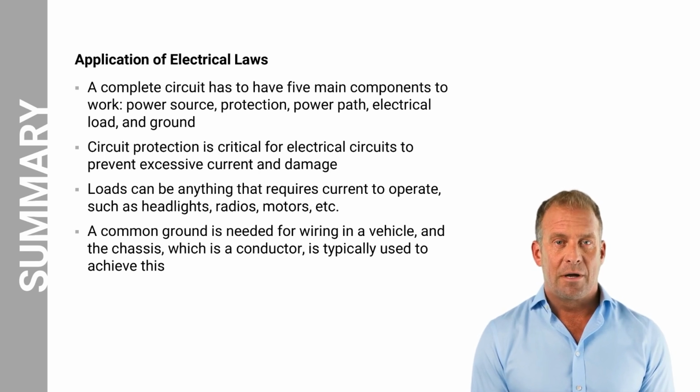Let us now summarize what we have learned in this lesson. A complete electrical circuit requires 5 main components to function effectively. Circuit protection is critical to safeguard against excessive current and prevent damage to components. Loads, which comprise various devices such as headlights, radios, and motors, serve as the recipients of electrical current within the circuit. A common ground is essential for vehicle wiring, with the chassis often serving as the conductor to achieve this connection. Overall, understanding and implementing these key components are fundamental for ensuring the safe and reliable operation of electrical circuits, particularly in automotive applications where efficiency and safety are prime concerns.